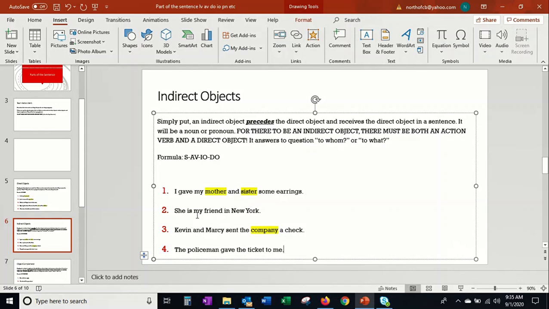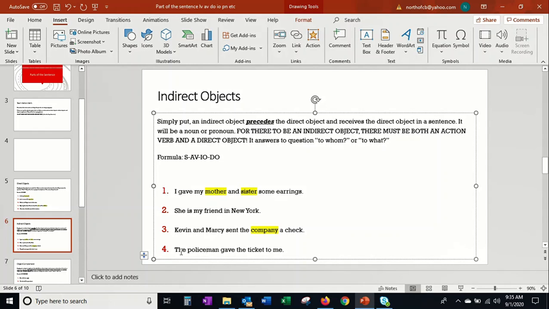It's that simple. Look at number 2. She is my friend in New York. Verb is. Again, the point here, guys, stop. It can't be an indirect object. Why? Because is a linking verb. Is, are, was, were, will be. Okay, so you can just stop right there. None of this can be action verb, direct object or indirect object.